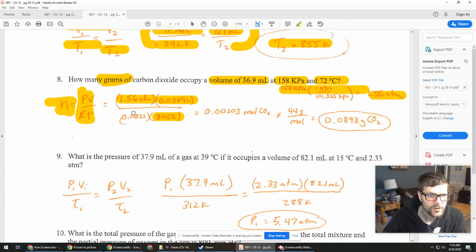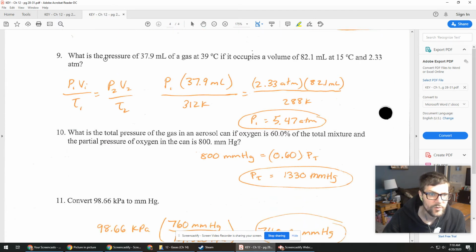I solve for all of this, and I'm going to get a number of moles. Now, I'm still not done yet. It wants me to convert to grams. So now I'm simply going to take the moles and multiply it by the molar mass of the gas in question, which is carbon dioxide. That gives me my final value.